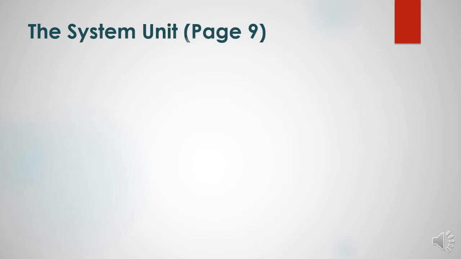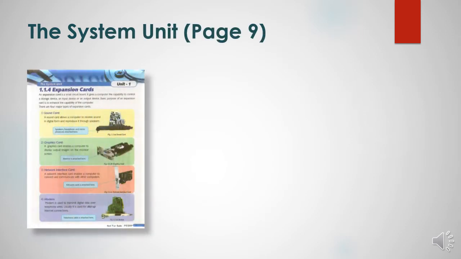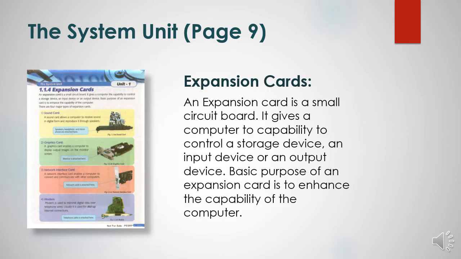Open page number 9 of your book, Expansion Cards. An expansion card is a small circuit board. It gives a computer the capability to control a storage device, an input device, or an output device. Basic purpose of an expansion card is to enhance the capability of the computer.